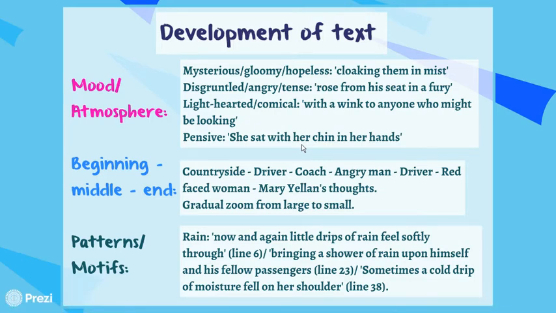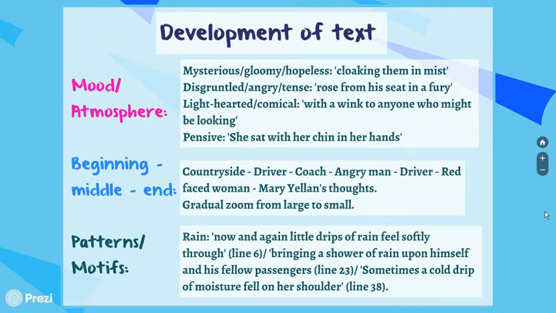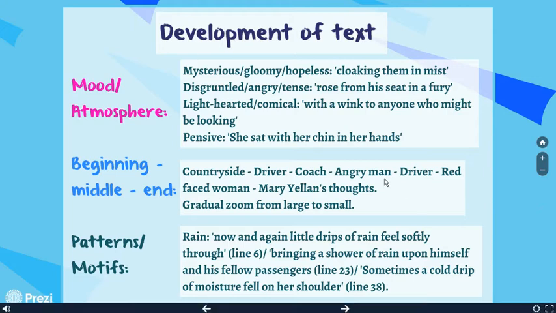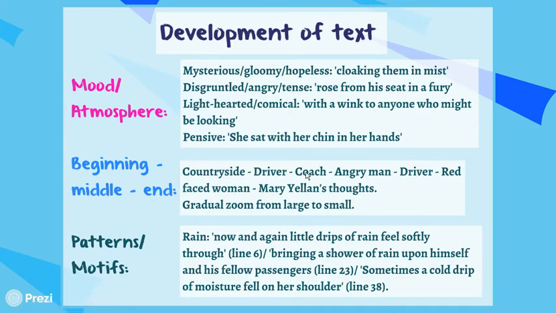In terms of beginning, middle and end, if you try to sum up the focus of each paragraph, then you may have come up with this. To start with, the focus is just on the countryside. Then we move to the driver, to the coach, to the angry man, back to the driver, then to the red-faced woman, and then to Mary Ellen's thoughts. So hopefully when you've put all of that together, you may have noticed that there's a gradual zoom from large to small here, which overlaps with the whole idea of shifts in perspective, but we'll come on to that in a second.